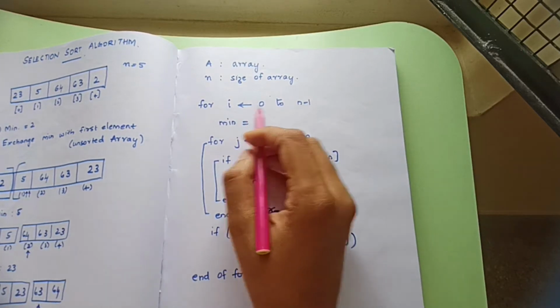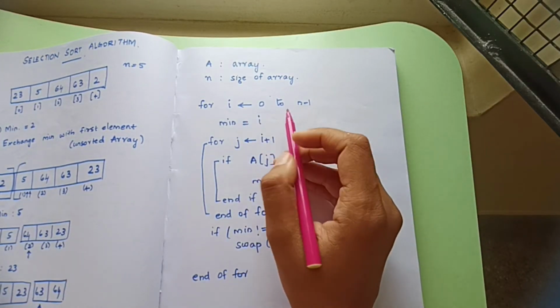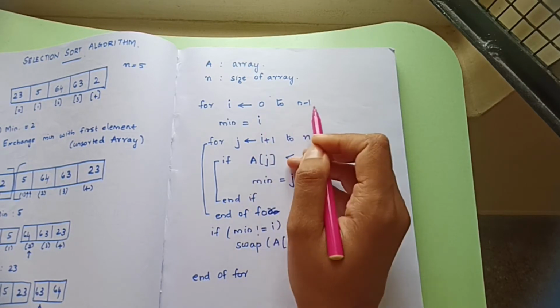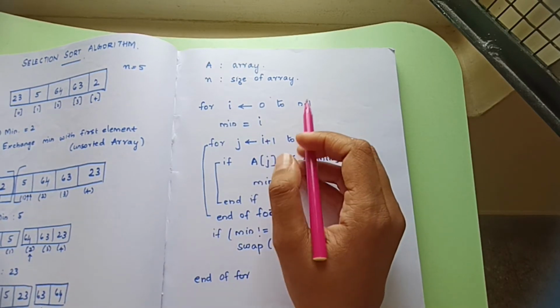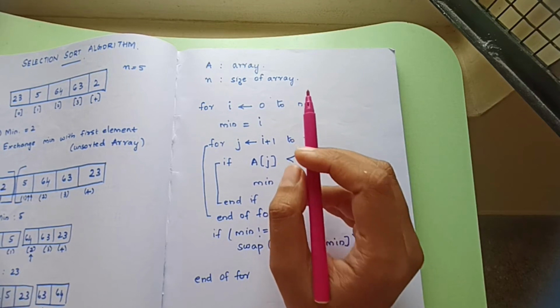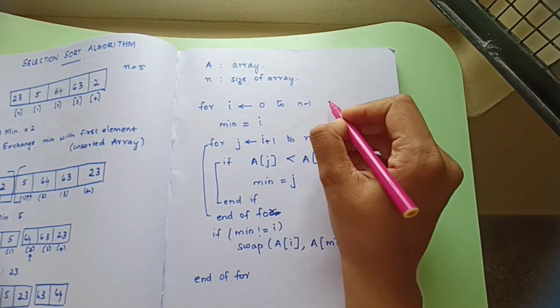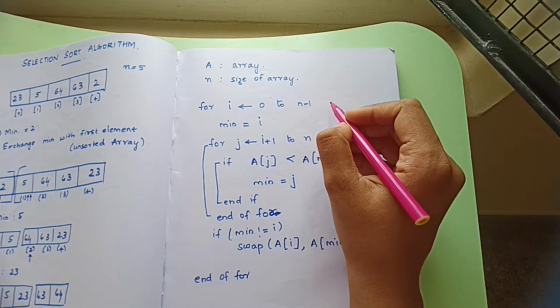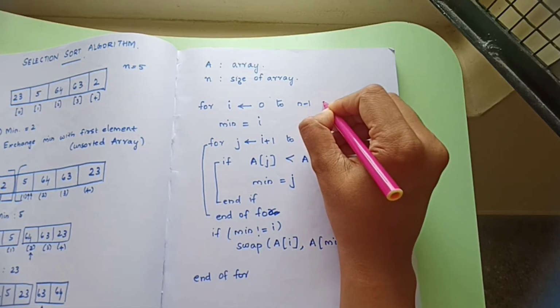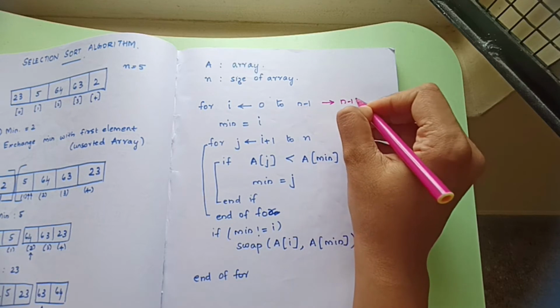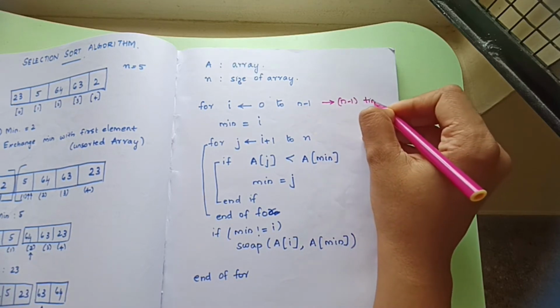How many times will this for loop get executed? This for loop gets executed from 0 to n minus 1. That is, if there are 5 elements, if the size n is 5, it executes 4 times. That is, it executes n minus 1 times. This for loop executes n minus 1 times.